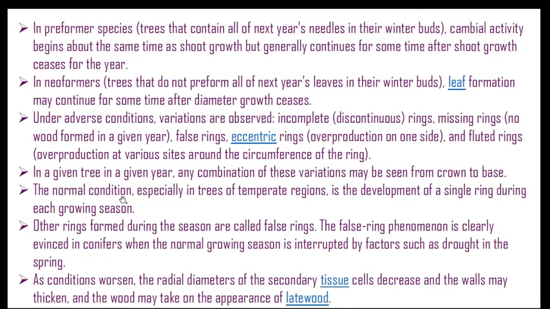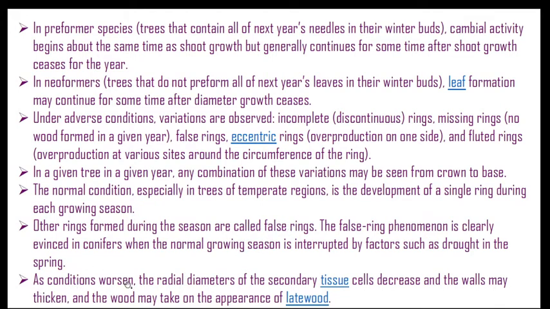The normal condition, especially in trees of temperate regions, is the development of a single ring during each growing season. Other rings formed during the season are called false rings. The false ring phenomenon is clearly evidenced in conifers when the normal growing season is interrupted by factors such as drought in the spring. It means that whatever the temperate region, if water is not available for growth, there is a development of a false ring.